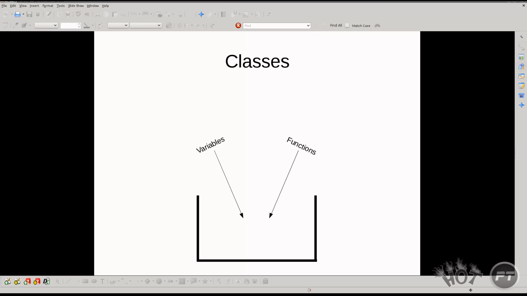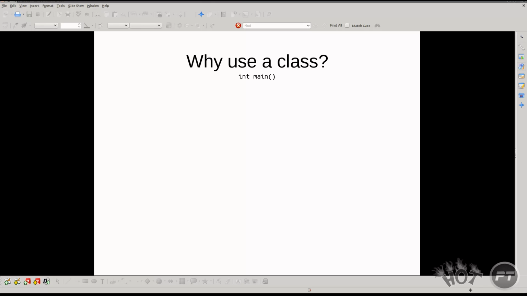What a class is, basically, is another container, but it allows you to store both variables and whole functions. And you would access them much like the way you would in a structure. You just have the class, and you would just access the sub-function or variable that you wanted. However, classes are a bit more complex than that.